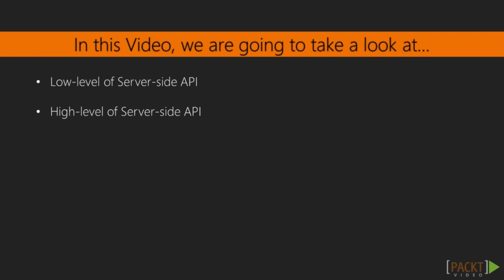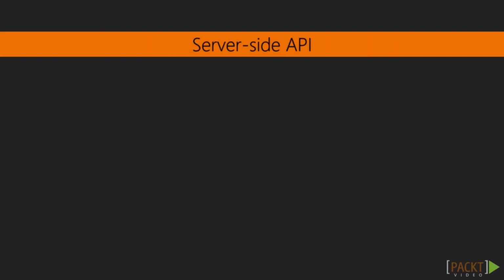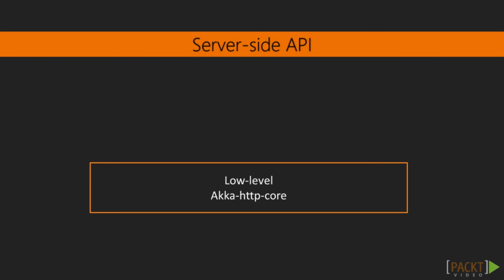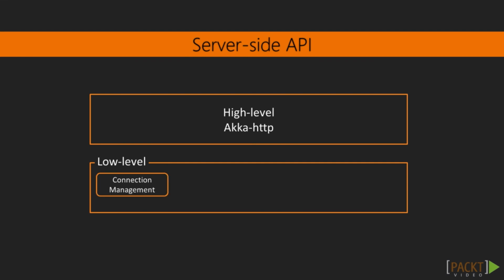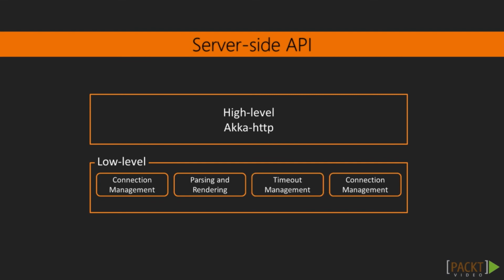Let's get started. The server-side components of Akka HTTP are split into two layers: the basic low-level server implementation in the Akka HTTP core module, and the higher-level functionality in the Akka HTTP module. The low-level server is scoped with a clear focus on the basic and necessary functionality of an HTTP server, such as connection management, parsing and rendering of messages and headers, timeout management for requests and connections, response ordering, as well as things such as managing TLS for secure connections, and so on.